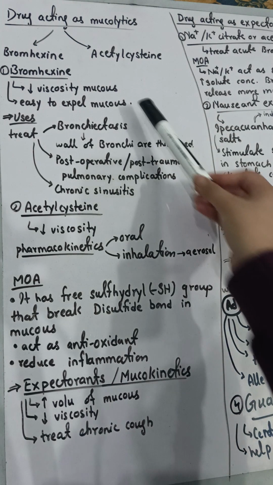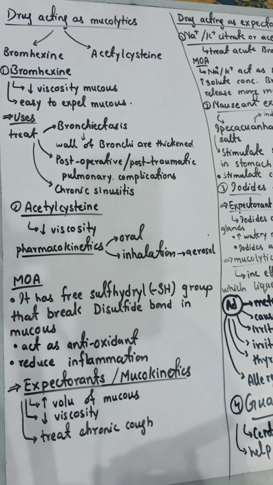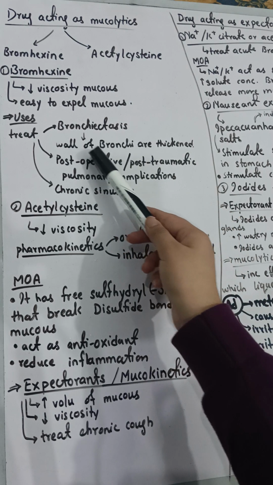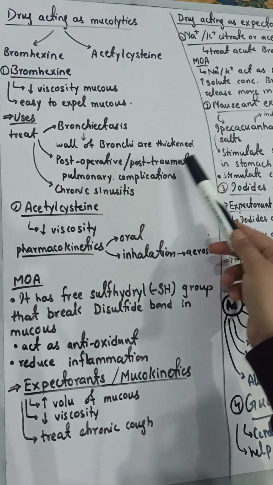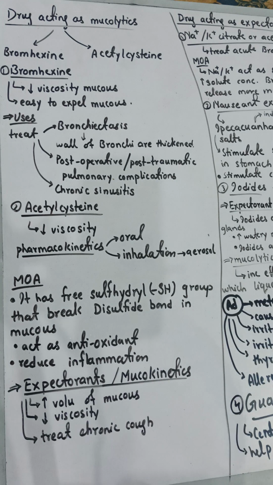Bromohexine causes low viscosity of the mucus so that it is easy to expel the mucus out of our body, out of our respiratory tract. It is used to treat various kinds of diseases like bronchitis, a disease in which the walls of the bronchioles become thickened. It is also used in post-operative and post-traumatic pulmonary complications. Most pulmonary complications happen after a trauma, after an injury. It is also used to treat chronic sinusitis, meaning chronic inflammation inside your respiratory tract. So bromohexine will be given in all of these situations and it will treat them.